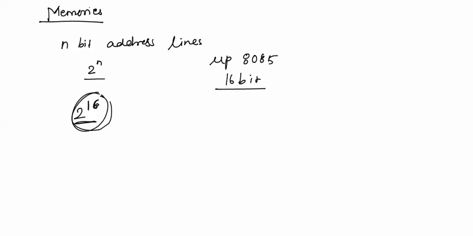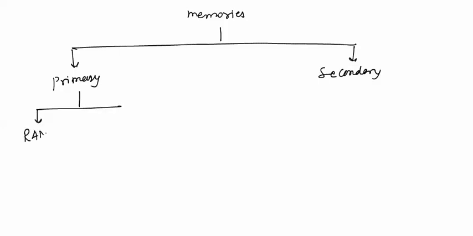Now the classification of memory. Memories are classified into two types: one is primary memory and one is secondary memory. Primary memory has two types that we have heard many times, that is RAM and ROM, random access memory and read-only memory.